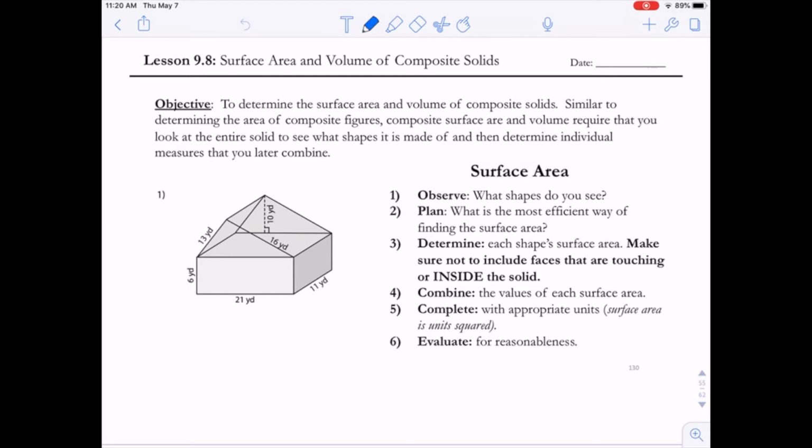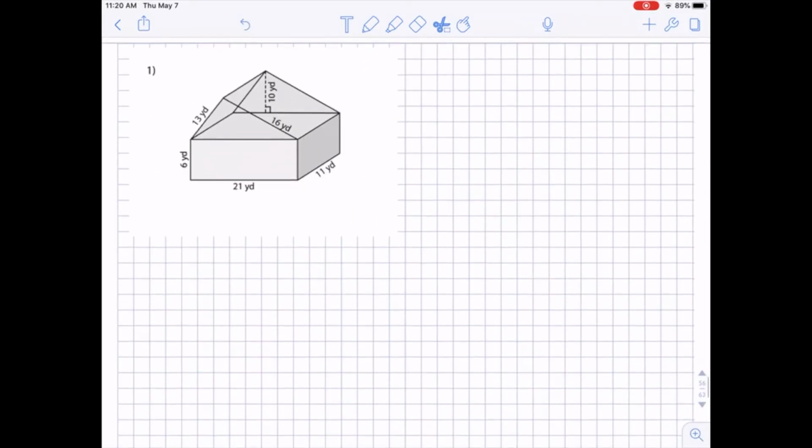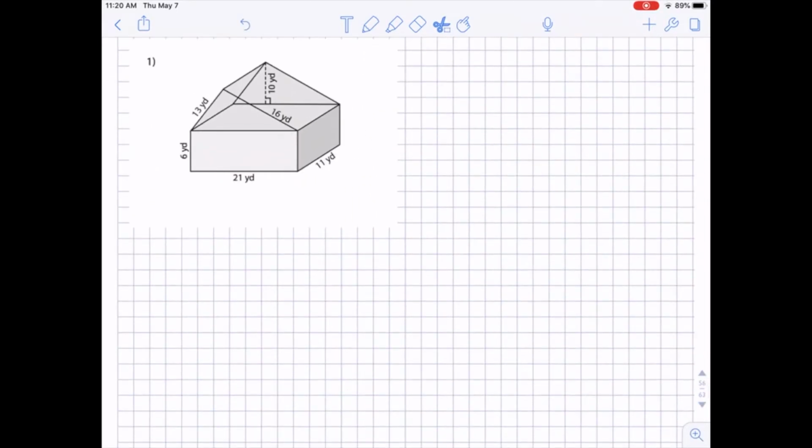So the first thing I notice is that I have what looks like a house. It could be considered a pentagonal prism if I look at the two shapes together. And I may want to actually work on it as a shape that has a rectangular prism and a triangular prism. So in order to facilitate what we're doing, let's do this on another page. So I notice I have two shapes. Both of them are prisms.